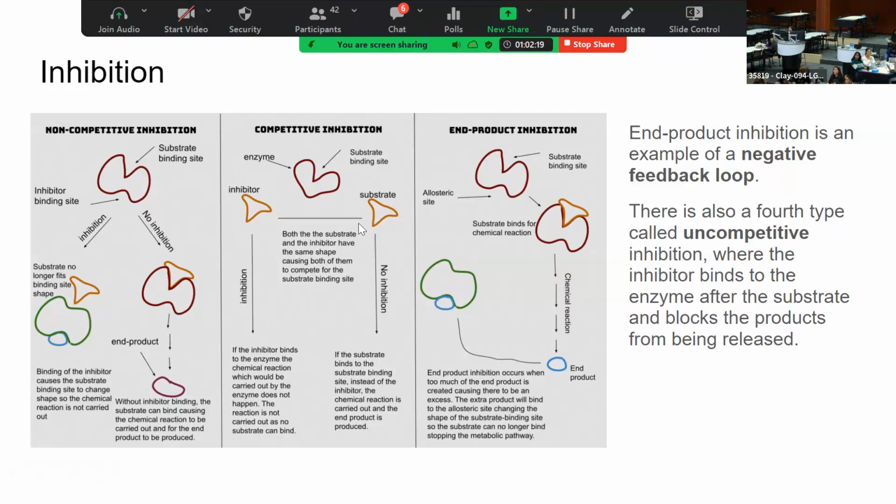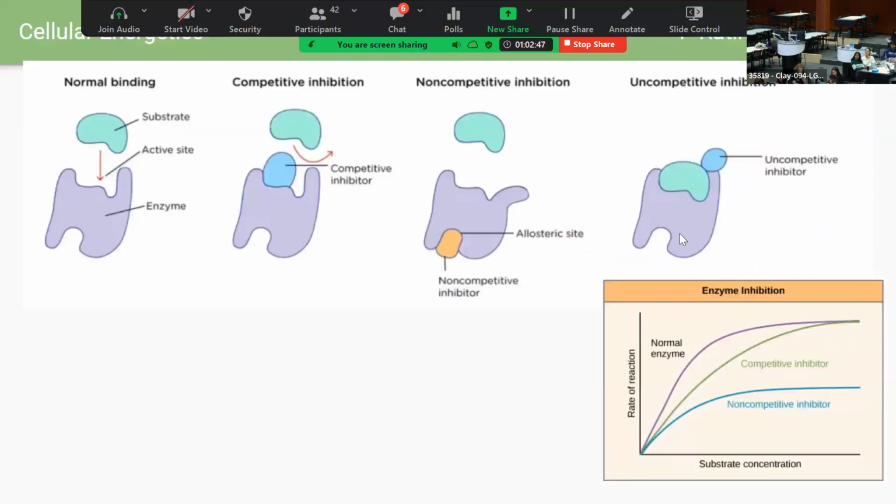You have competitive inhibition, which you can see here, where the inhibitor and the substrate look exactly the same. So they're fighting for the same spot here. And end product inhibition is where whatever you make becomes that non-competitive inhibitor. You also have uncompetitive inhibition, which is when the inhibitor binds to the complex while it's already formed, preventing the product from being released. You can see that there, what that means with uncompetitive inhibition.